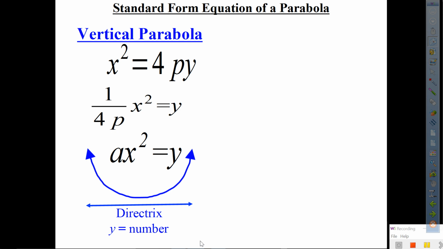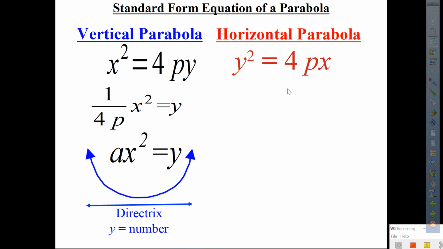Now check this out. Look what I'm going to do with your noodle. Ready? Pay attention. Today we're covering vertical parabolas. But if we're covering vertical parabolas, that means we're also going to cover what other kind of parabola? Horizontal parabola. Now check this out. If vertical parabolas are x squared equals 4py, that means horizontal parabolas are what? Y squared equals 4px. What is the only thing I exchange?